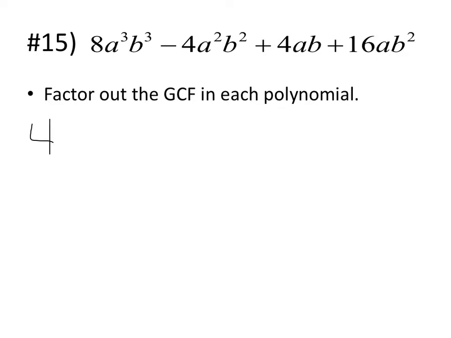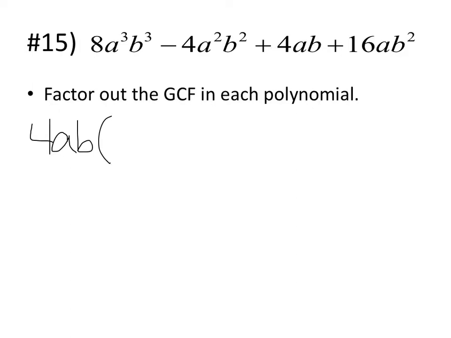And let's look at the a's. We've got a cubed, so 3 a's here, 2 a's here, 1 a here, and 1 a here. So the largest amount of a's we can take out is just 1. Let's look at the b's. 3 b's, 2 b's, 1 b, 2 b's. So the largest amount of b's we can take out is just 1 as well.